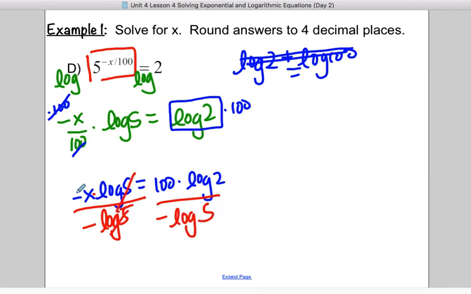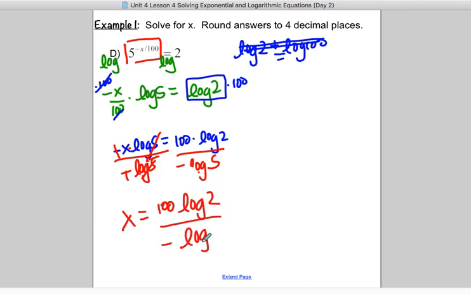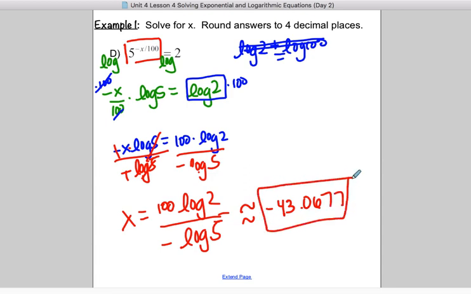So these will cancel. So my answer is x equals 100 log of 2 divided by negative log of 5. And then you type that one into your calculator. You should get, the answer is negative 43.0677. That would be your answer for example 1D. Okay.